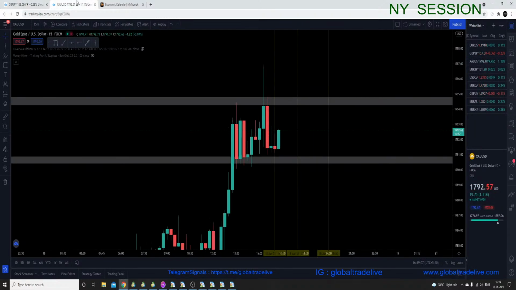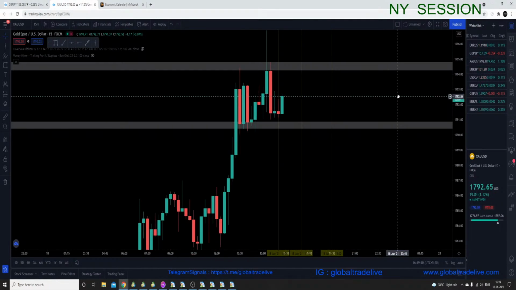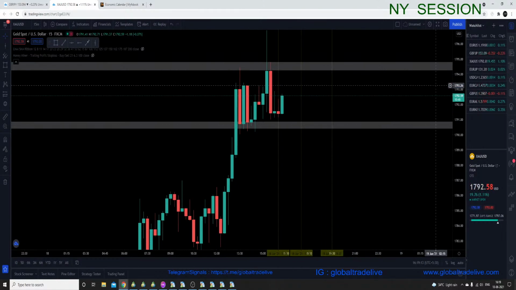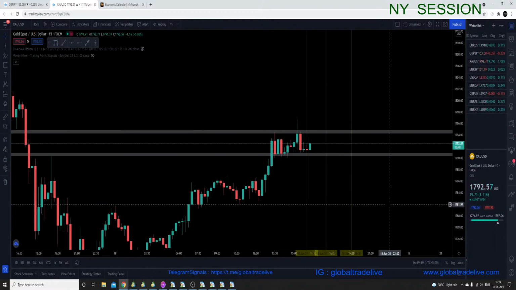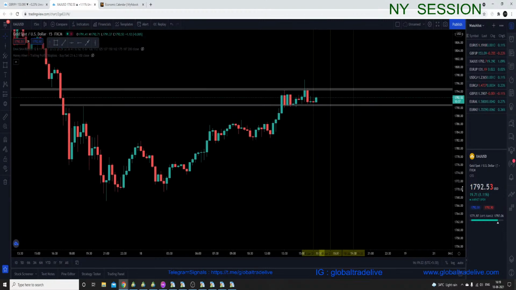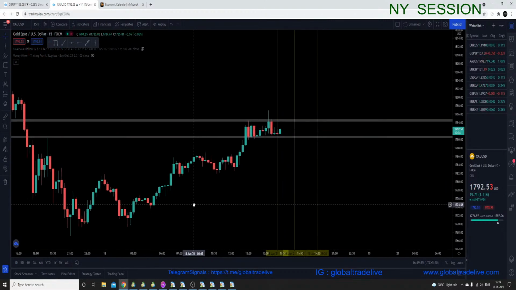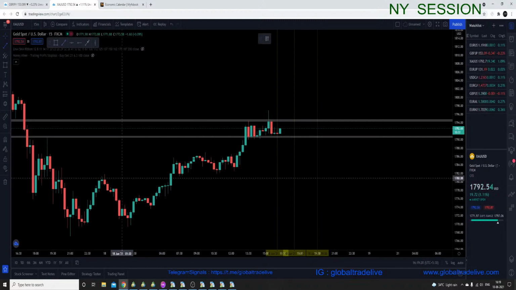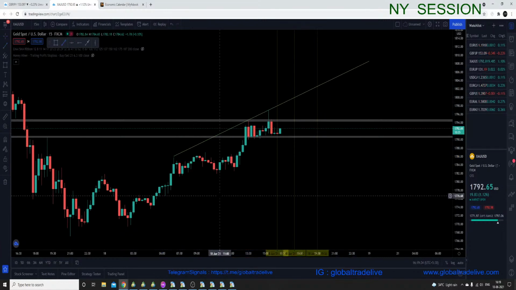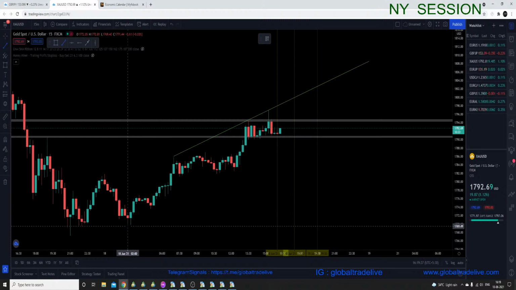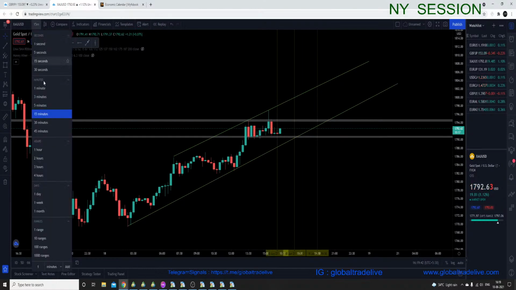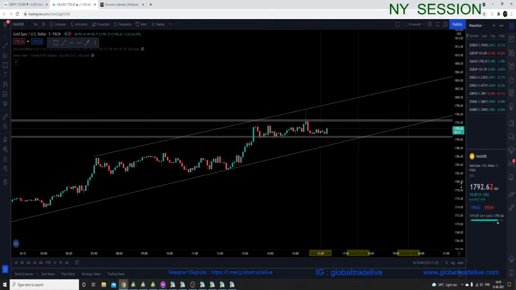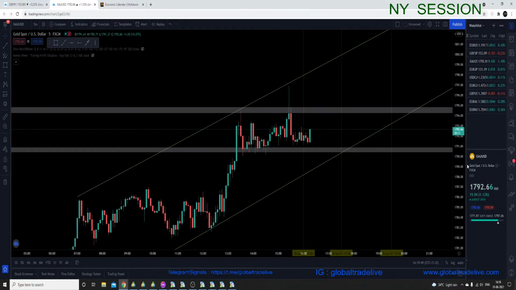Let's see. Gold is kind of consolidating right now, so we need to wait for gold to come out of this consolidation box, and then we can take our trade. So I think let's just draw some trend lines over here in gold and see how the market is moving. Yeah, so gold is in an upward channel right now, and let's go to the 5 minutes here because we will be getting our trigger point in 5 minutes.